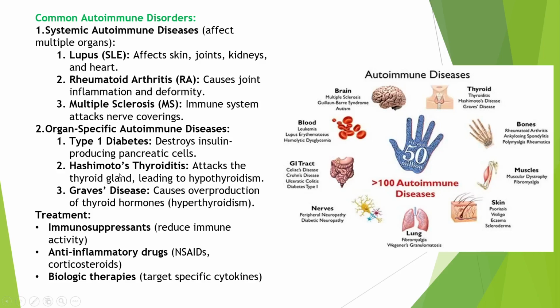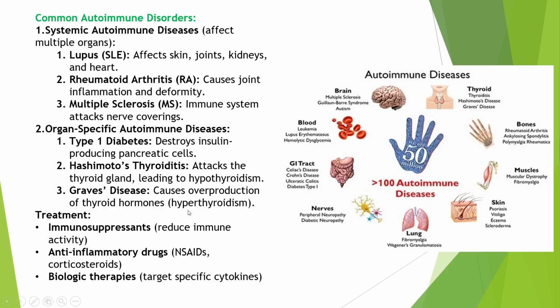Then we have Hashimoto's thyroiditis. This attacks the thyroid gland, leading to hypothyroidism. Hypothyroidism is low secretion by the thyroid gland. Then we have Graves' disease. In this, there is overproduction of thyroid hormone. This is hyperthyroidism. So hypothyroidism due to an autoimmune condition is Hashimoto's, and hyperthyroidism due to an autoimmune condition is Graves' disease.